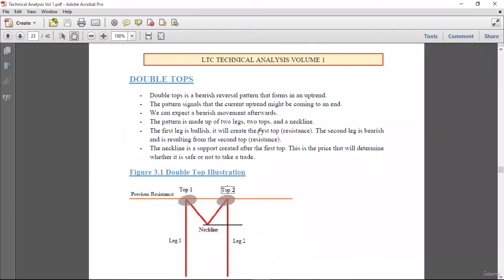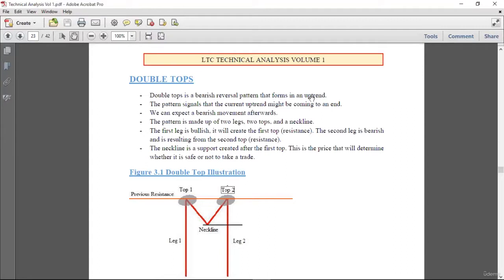Our video is taken from page 23 of the Technical Analysis book. So we'll be talking about this pattern here, double top. A double top is a bearish reversal pattern that forms in an uptrend.